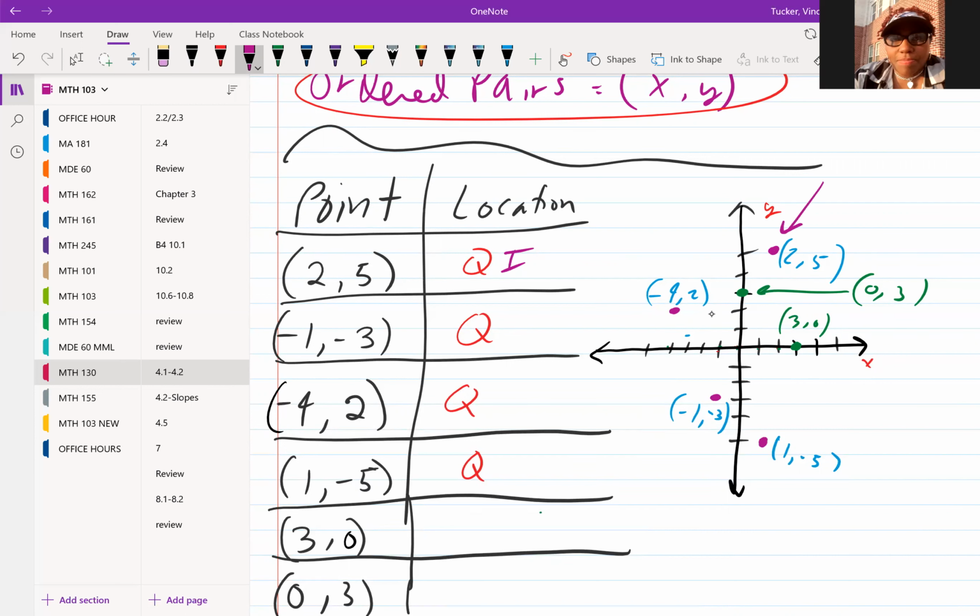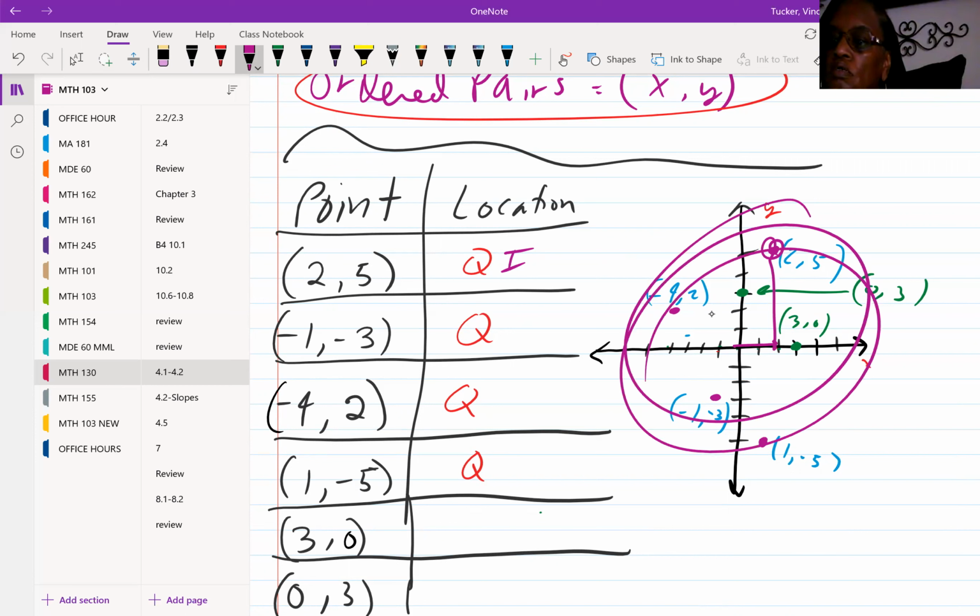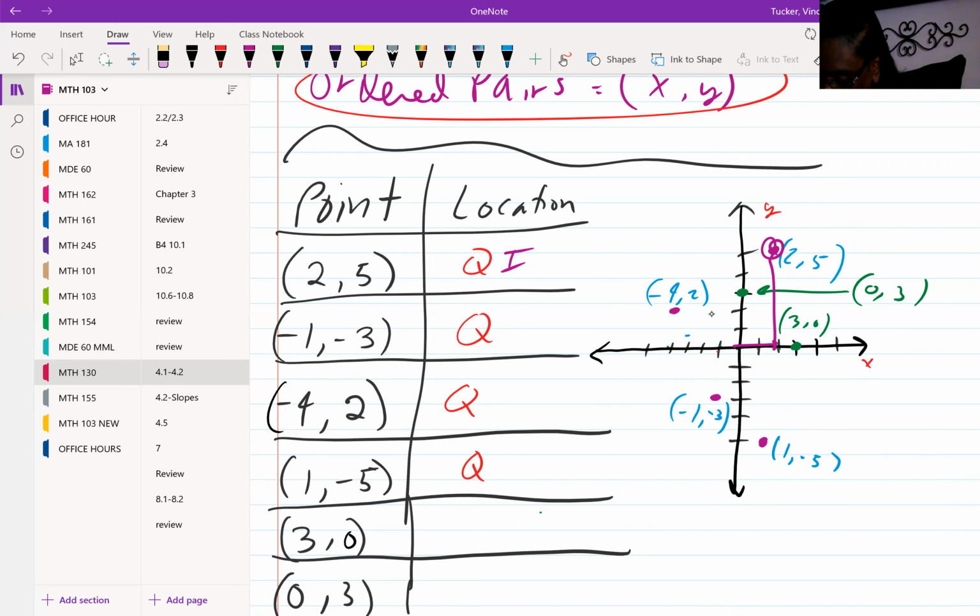Now we went over, then went to the right 2, up 5. Oh, you were over here. Yeah, I'm over here graphing. Lord, have mercy, I'm on the wrong one. One, two, we're on positive. Okay.